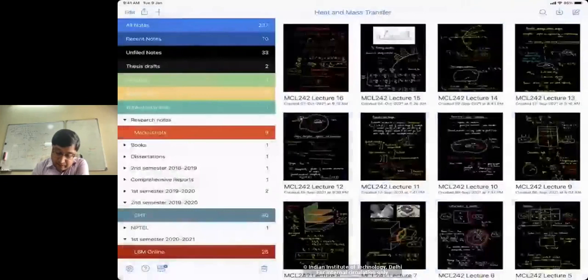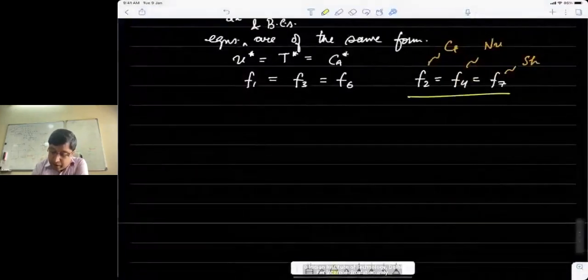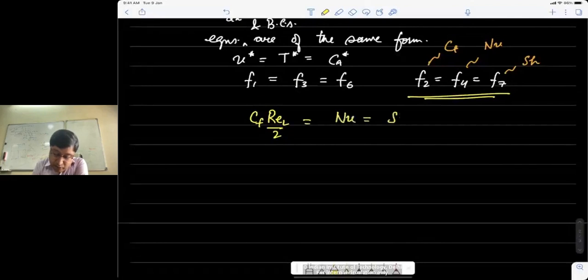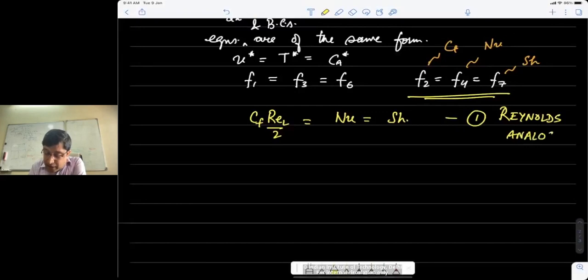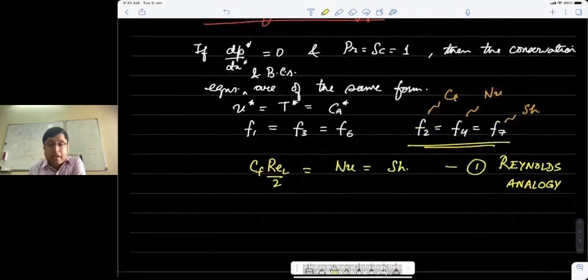So what this means is that by using this equation, I can say Cf into Re_L by 2 will be the same as Nusselt number, which would be the same as Sherwood number. Let me call this equation 1. This is what is called the Reynolds analogy, which is of course applicable for a very special set of conditions: the pressure gradient is 0 and the Prandtl and Schmidt numbers are equal to 1.